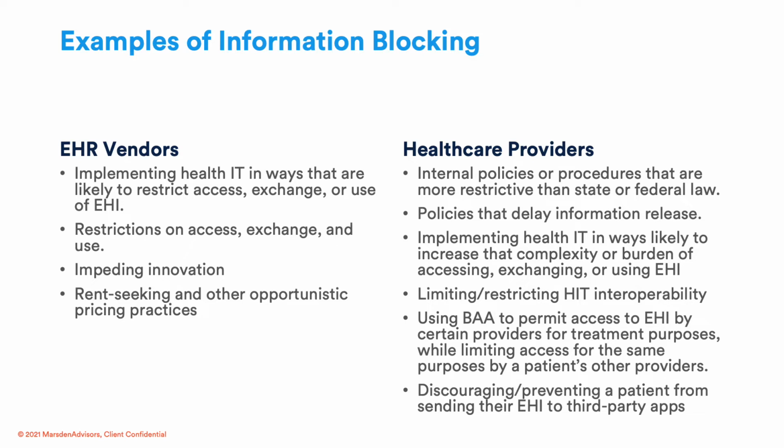Let's start with the first bullet: internal policies or procedures that are more restrictive than state or federal law. So state and federal laws like HIPAA, which does vary state by state, are required when it comes to determining what information you can and cannot share. If your internal policies, for example, require staff to obtain an individual's written consent before sharing any of a patient's EHI with an unaffiliated provider for treatment purposes, that could be considered information blocking because individual consent is not required by either state or federal law for treatment, payment, and operations.